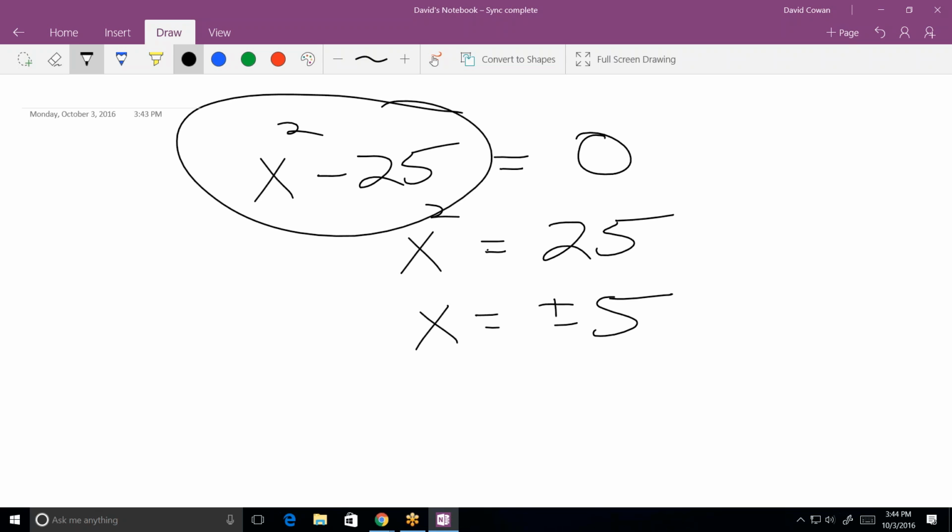It's almost better to treat it as difference of perfect squares as opposed to the way I just did it. And that's because half the people will forget that plus or minus, and they'll come up with x equals 5. Whereas if you do it by difference of perfect squares, you always get it correct.